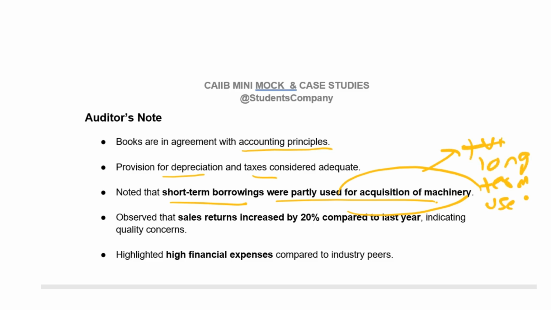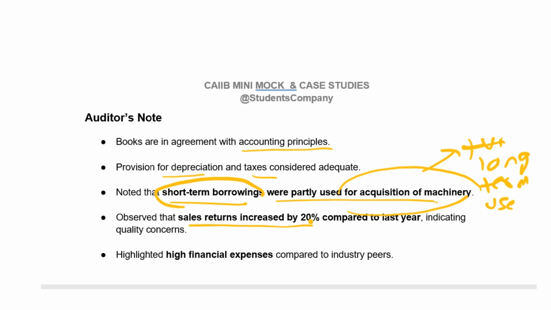So, and you will not get returns from this machinery immediately. So there will definitely be a mismatch. So it is always advised that short-term borrowings should not be used for long-term investment like machinery, land, and building, because they will not give immediate returns. Then you will have cash flow problem to meet these loan repayments. Okay, let's see what he says next.